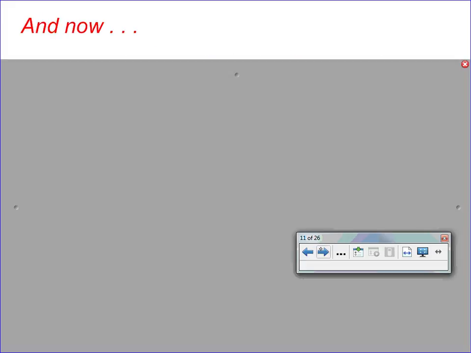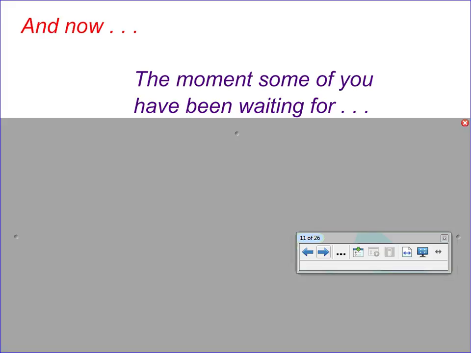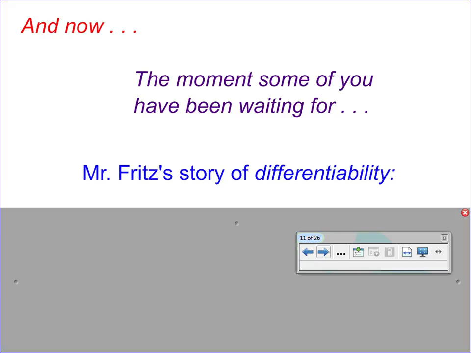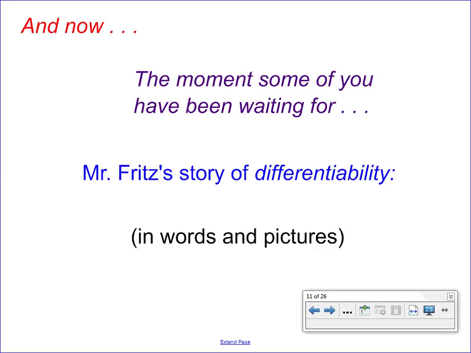Okay, and now, the moment some of you have been waiting for. No, it's not the bell. Mr. Fritz's story of differentiability in words and pictures. Hang on, I have to get in character.